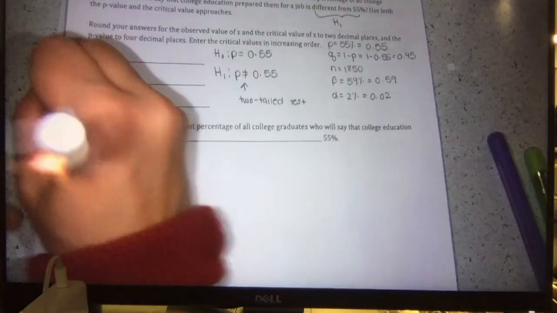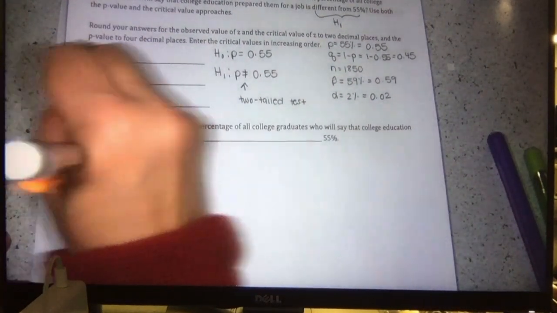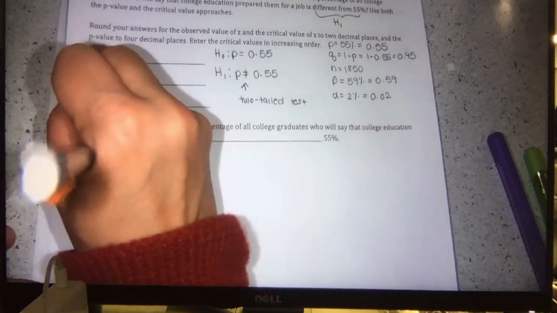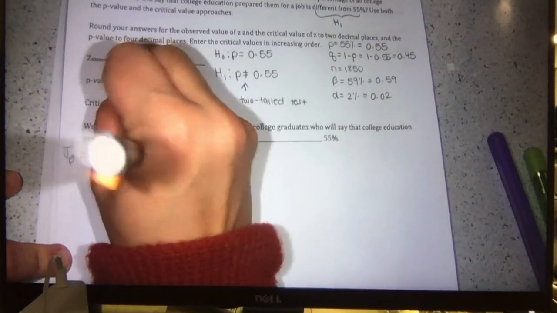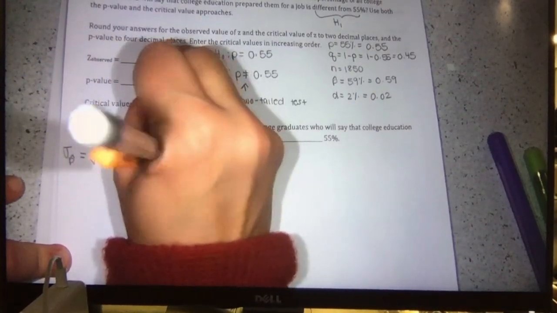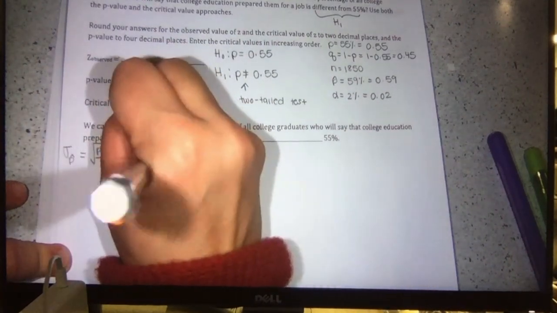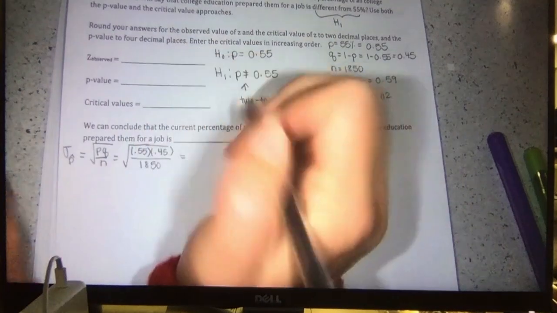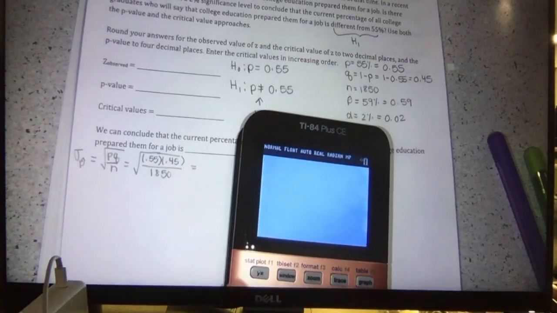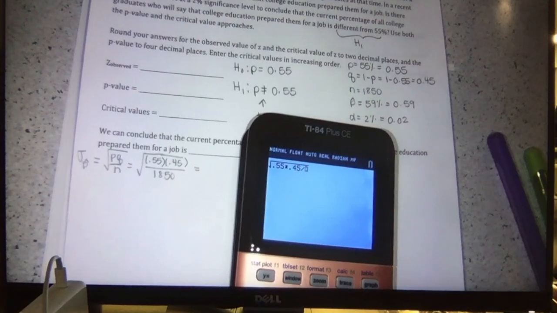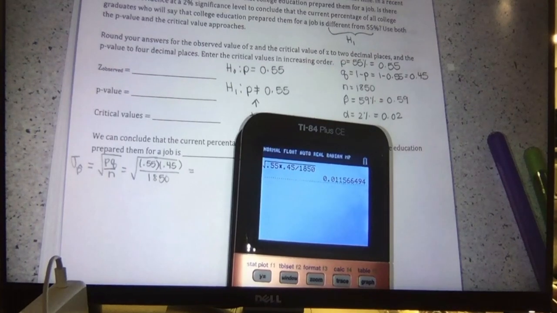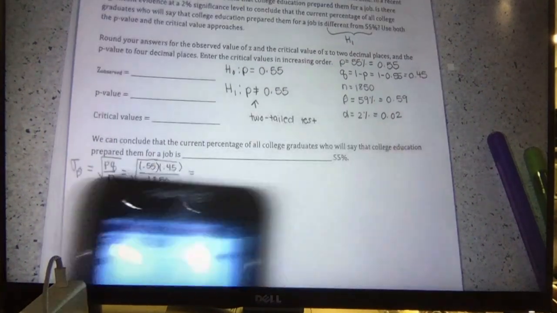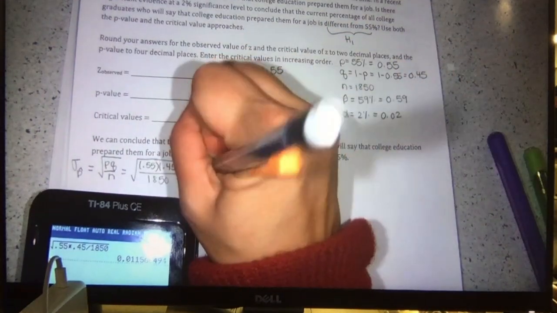Just like we did earlier, we need to find our sampling standard deviation, which is the square root of p times q over n. So the square root of 0.55 times 0.45 all over 1850. Which will give us 0.011566, which will round to 0.01157.